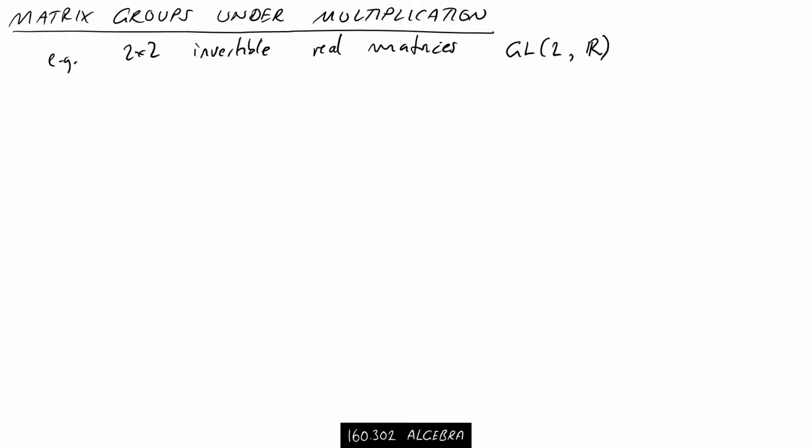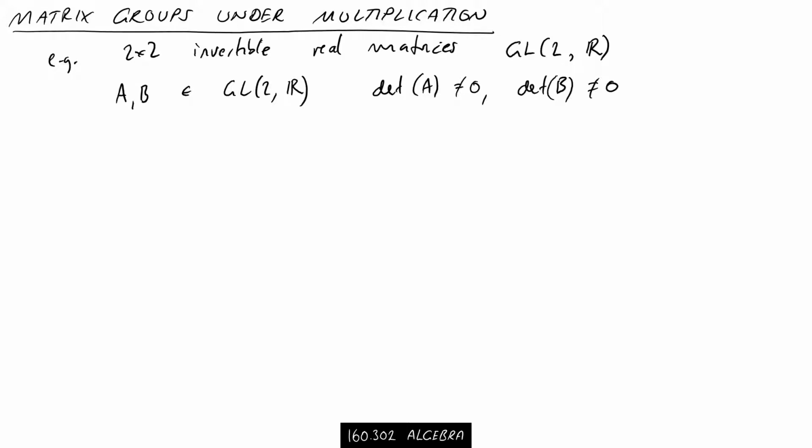If I have A and B from this set, then because they're invertible, det A is not equal to 0 and det B is not equal to 0. Okay, now I want to test closure. So here's an example of a closure test where we actually have to check that some property holds.